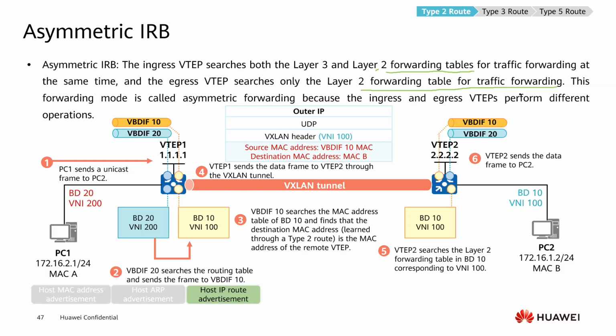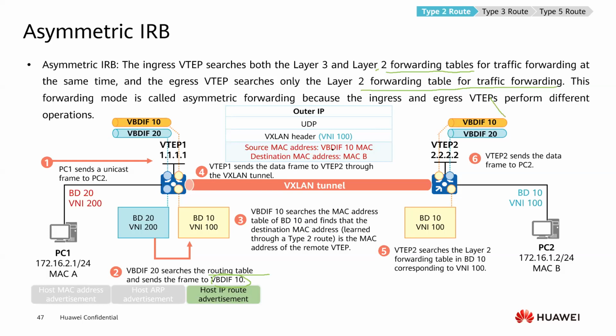It will search the routing table and find that the packet matches a direct route. It has the direct route generated by the VBDIF20. And then it will send its frame to the VBDIF10. Then VBDIF10 will search the MAC address table of BD10 and find that the destination MAC address is learned from a remote VTEP. And then VTEP1 will send the data frame to VTEP2 through the VXLAN tunnel.